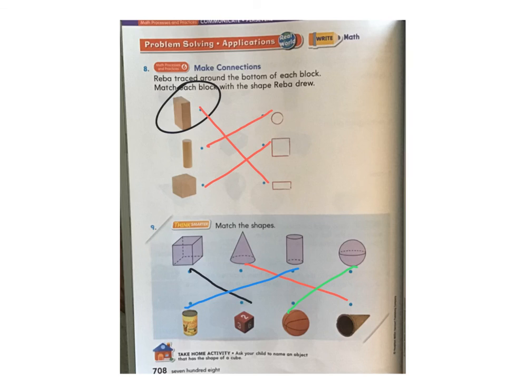All right, good job. Go ahead now and do your homework page, which is on page 709 and 710 in your workbook. And then take a picture of both sides and post it on Seesaw. And that completes our lesson for today.